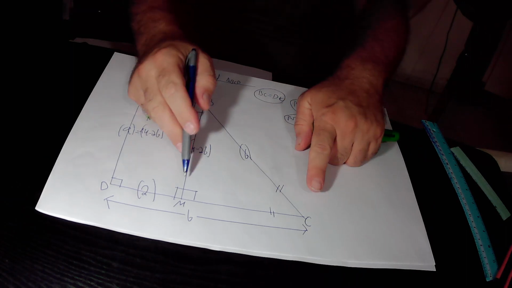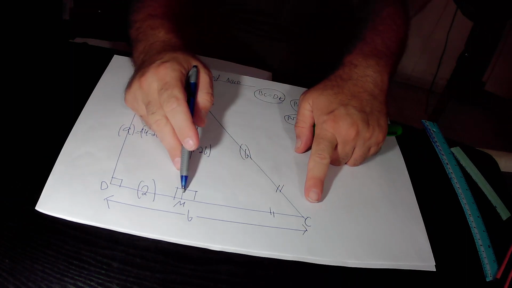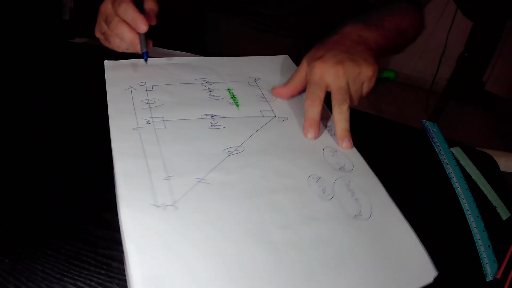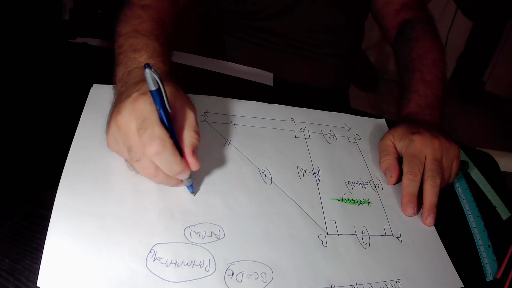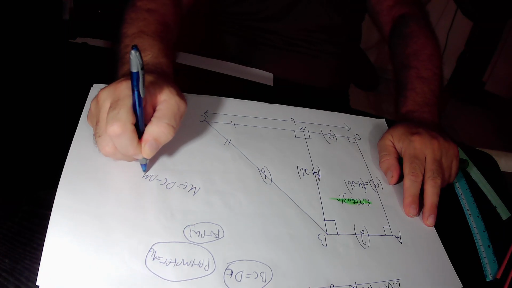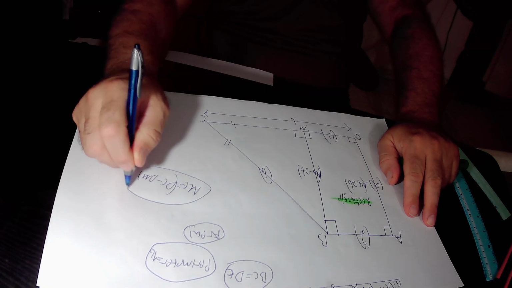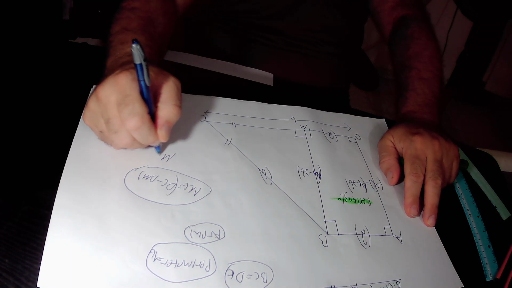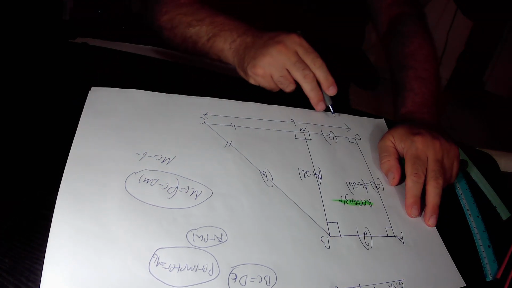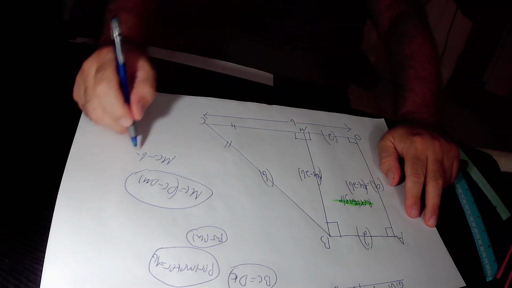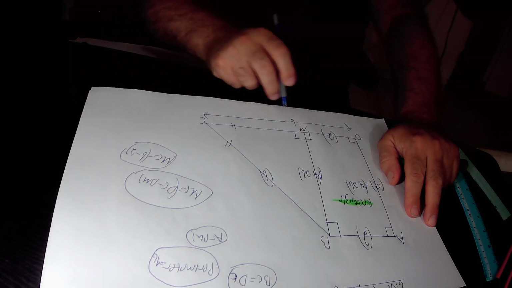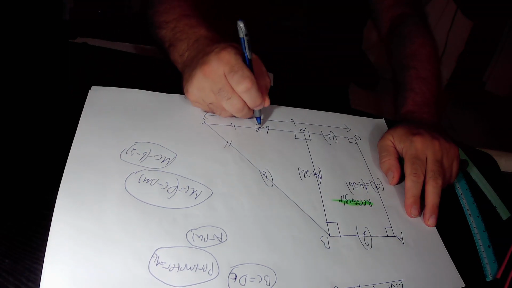What is the length of this missing side MC? From the drawing, it is very easy to see that MC equals DC minus DM. So I write it down. MC equals DC minus DM. So MC equals DC. DC is B minus DM. We just write down for now that DM equals 2. So in total, MC equals B minus 2 units in its length.